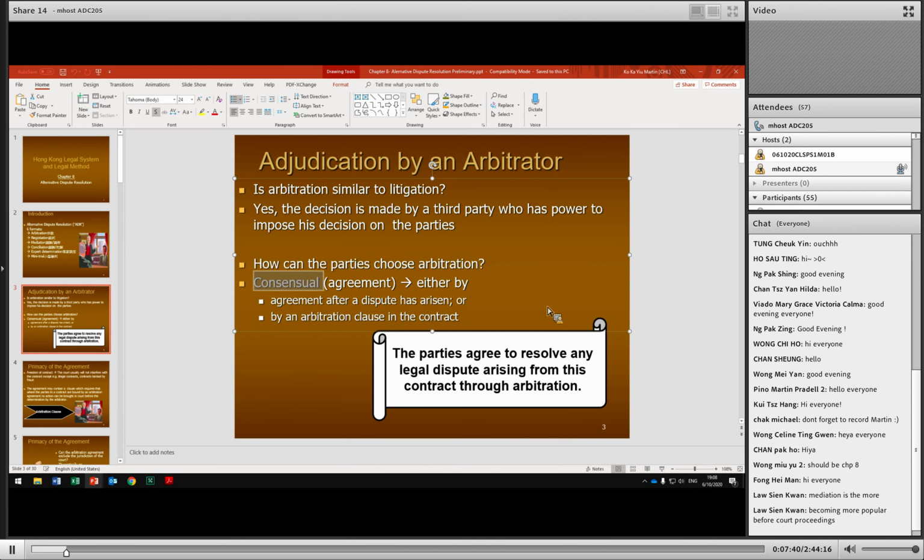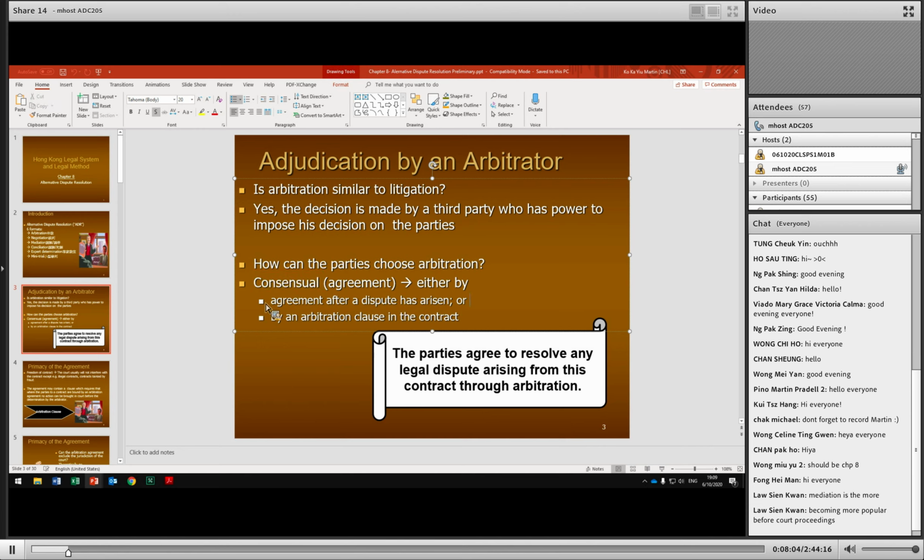Okay? But for litigation, you don't need any agreement. So if the other party does not like it, you can still sue him. You can still take the case to the court. But for arbitration, it's very different. So you have to get the consent. You have to get the agreement of the other party. So it's the reason why we call it consensual.